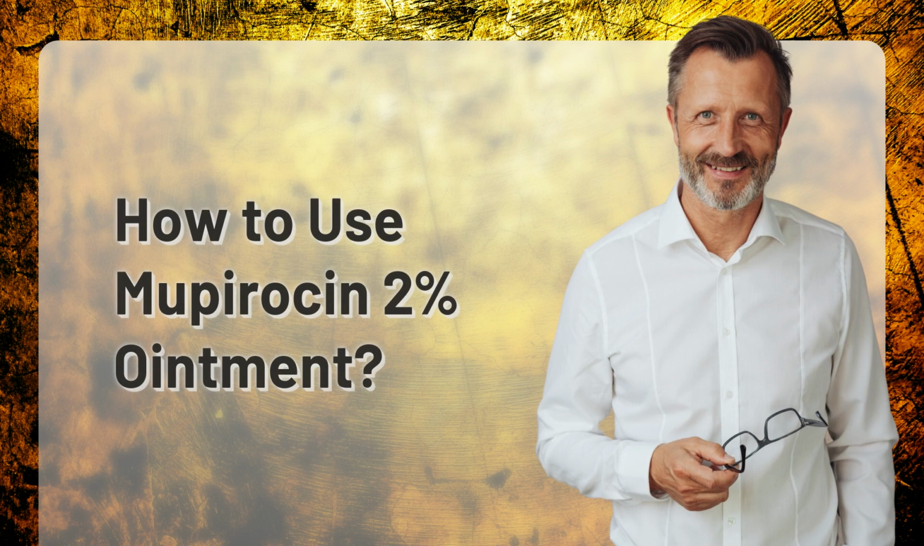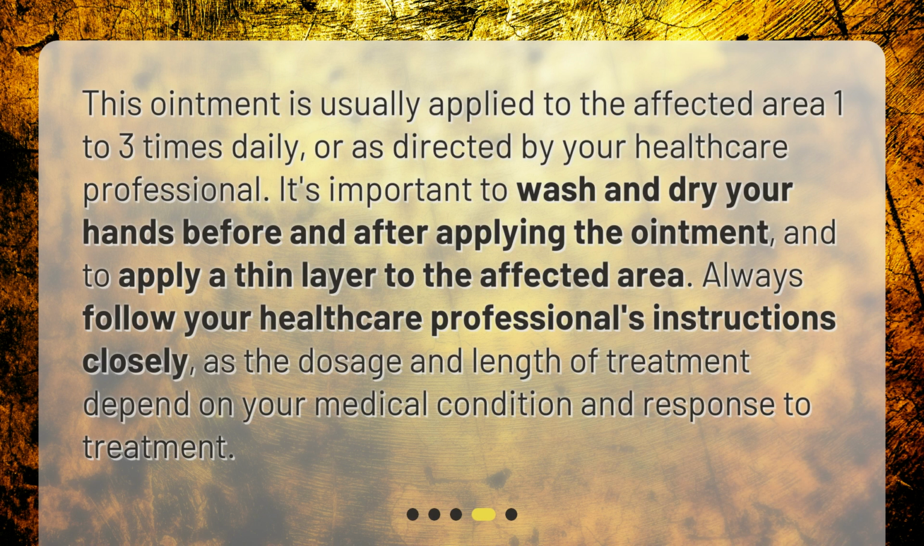How to use Mupirocin 2% ointment? This ointment is usually applied to the affected area 1 to 3 times daily, or as directed by your healthcare professional. It's important to wash and dry your hands before and after applying the ointment, and to apply a thin layer to the affected area. Always follow your healthcare professional's instructions closely, as the dosage and length of treatment depend on your medical condition and response to treatment.